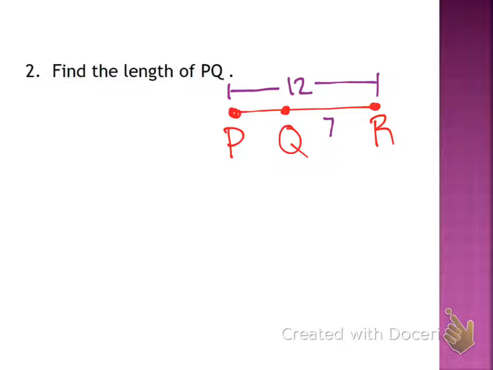In order to find the length of PQ, we again are going to use the addition postulate. So to set this up using the addition postulate, I know that the length of PR is equal to what two segments added together? I need a hand. Mariah. PQ plus, wonderful.